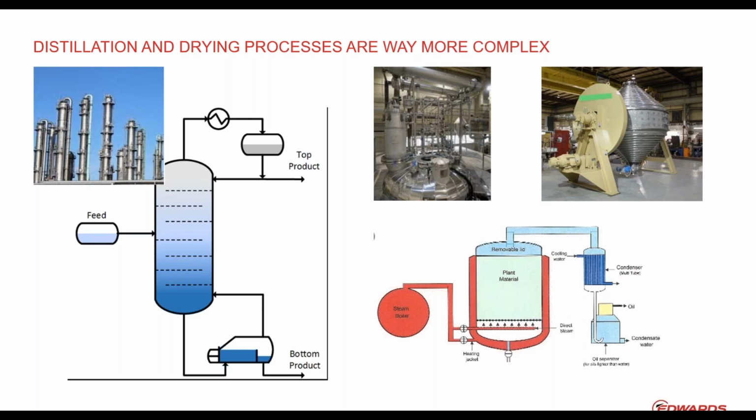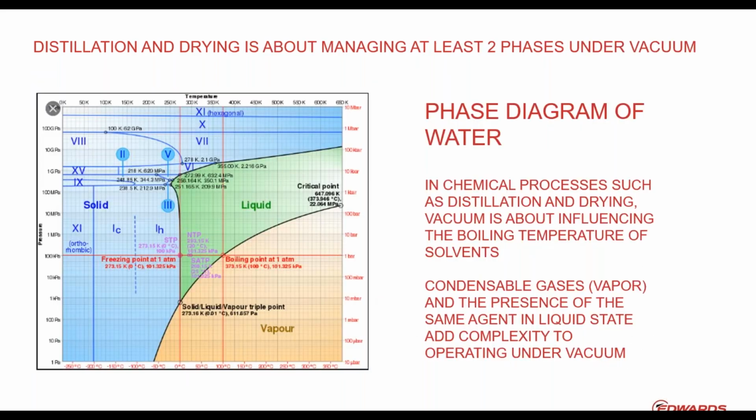In both cases, drying and distillations, you have a liquid phase present and a vapor phase present. And that simple fact changes the entire game. It's not as simple anymore. It's not as straightforward anymore. And the reason for that, and I will change to a much simpler looking diagram, I just wanted to show you, the sole reason for that is simply the phase diagram of any agent.